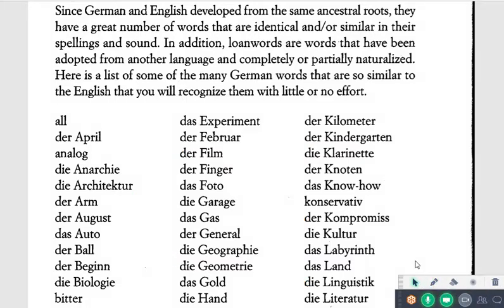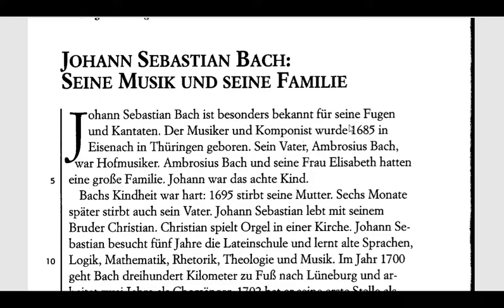Now let's go to a little text here, and I just want to bring this text up. This is in chapter 2 of the book that we use for the full course about Johann Sebastian Bach, his music, and his family. And I just want to see how many words you recognize, you who are the listeners and sort of thinking along with Irene, how many words that you can recognize. Let's read some together first. If you want to repeat after me, here we go.